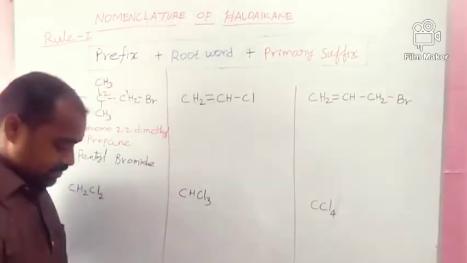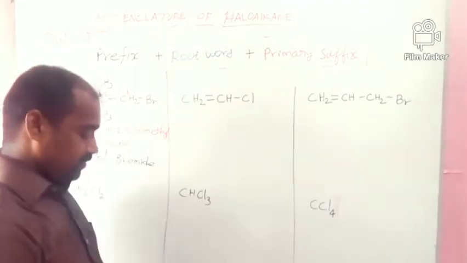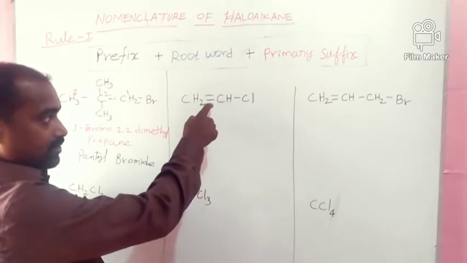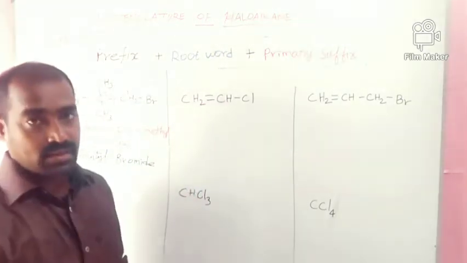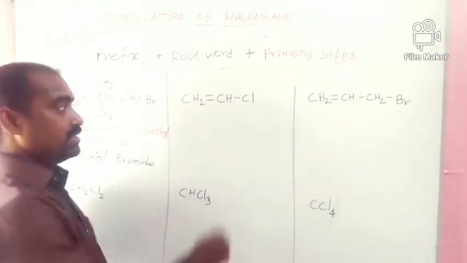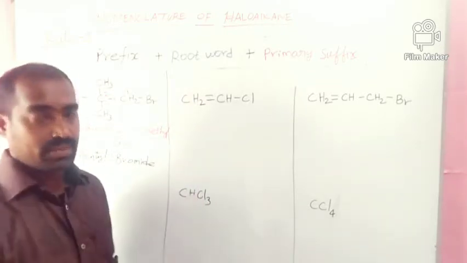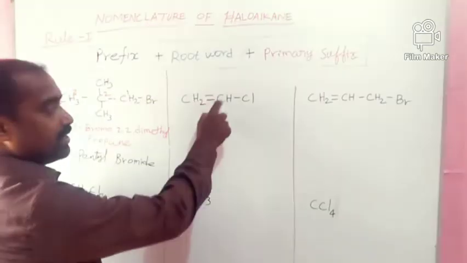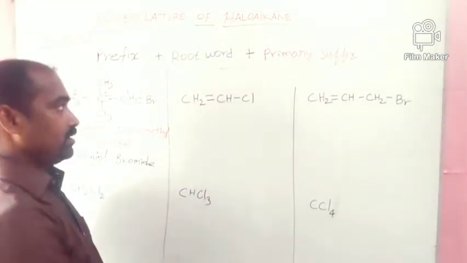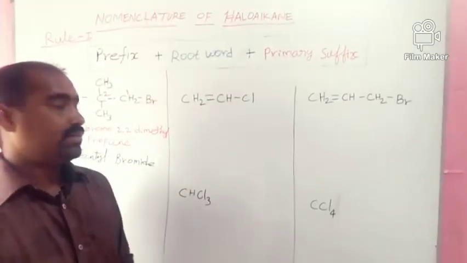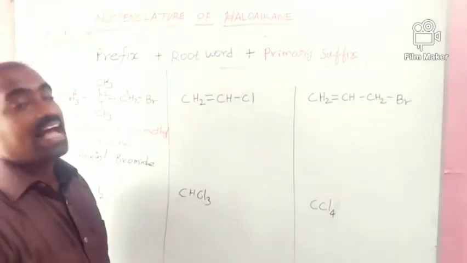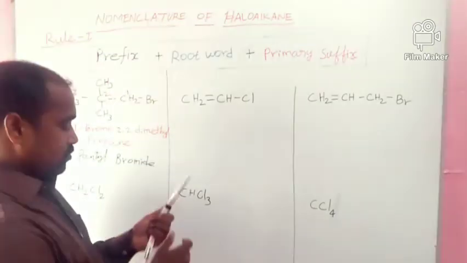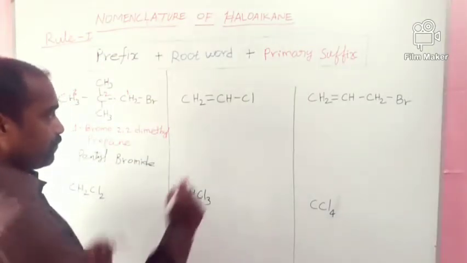And second, this is very important. Look carefully. Here a chlorine is attached to the carbon. This is what you identify first. Is this a saturated compound or an unsaturated compound? This is the unsaturated compound because a double bond is present between the carbons. This is a double bond. It indicates unsaturation. So you remember the classification of the haloalkanes.